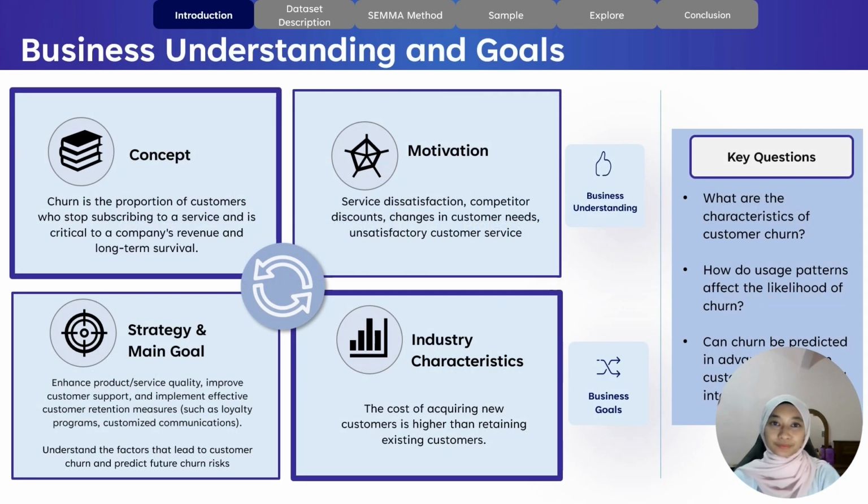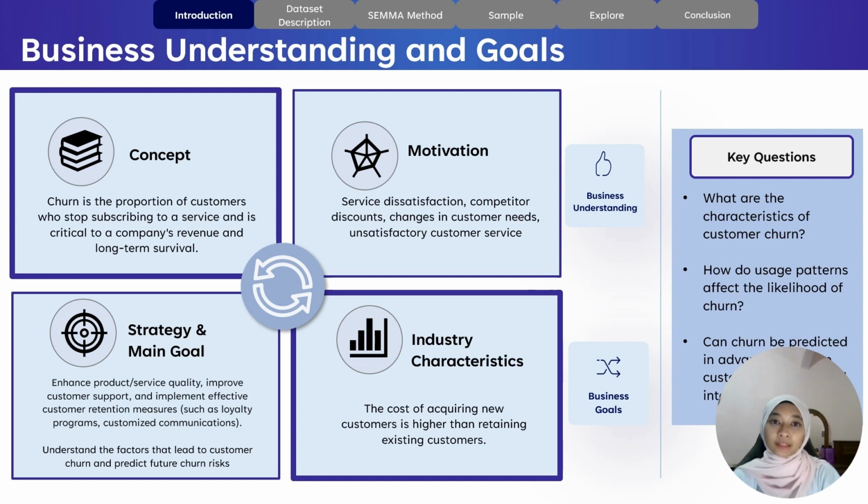When we talk about customer churn, this scenario can happen due to a multitude of factors, such as customers not being satisfied with the product or services, receiving more attractive offers from rival companies, as well as adjustments in customer requirements or situation. So our main goal and strategy for this project is to enhance product as well as service quality, improve customer support as best we can, and find effective ways to implement control measures to minimize customer churn.